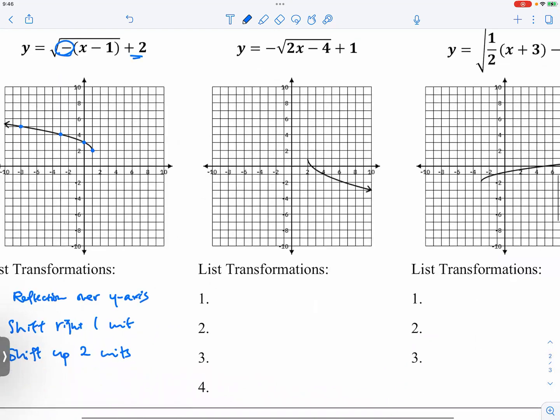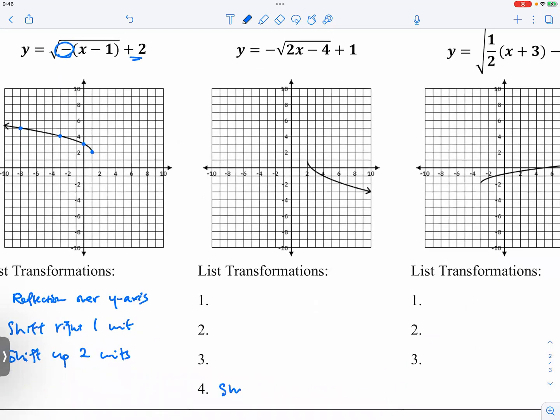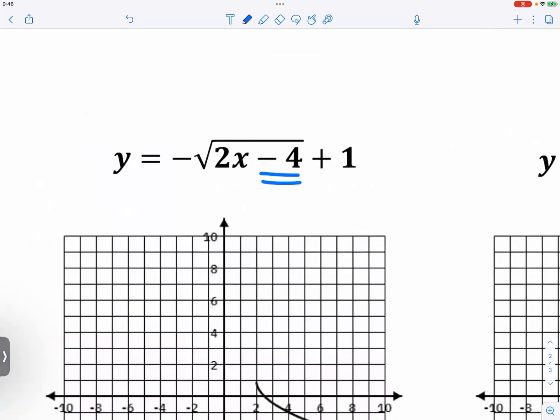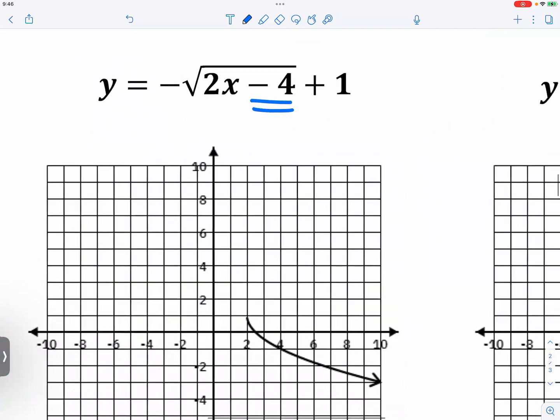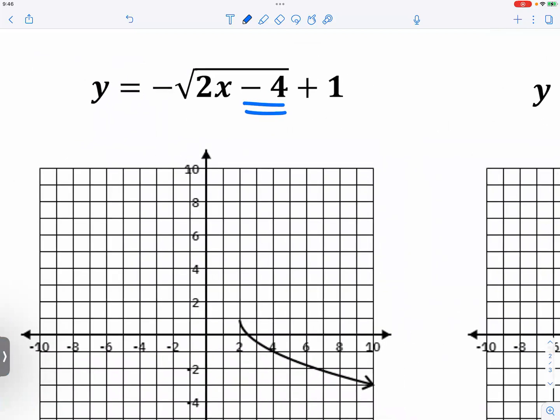So we have a couple of things. Okay, we know it's going to shift up 1 unit. Okay, but now, a lot of things going on right here, and some of you might want to write down shifting to the right 4 units because you see the minus 4. But if you actually look at the graph, this is not moving to the right 4 units. It's only moving to the right 2 units.